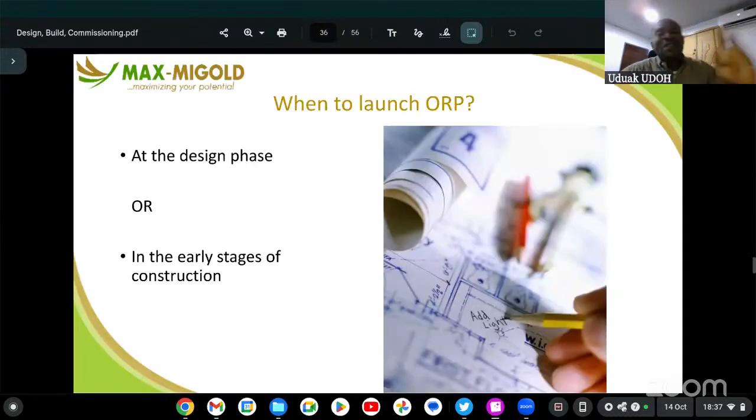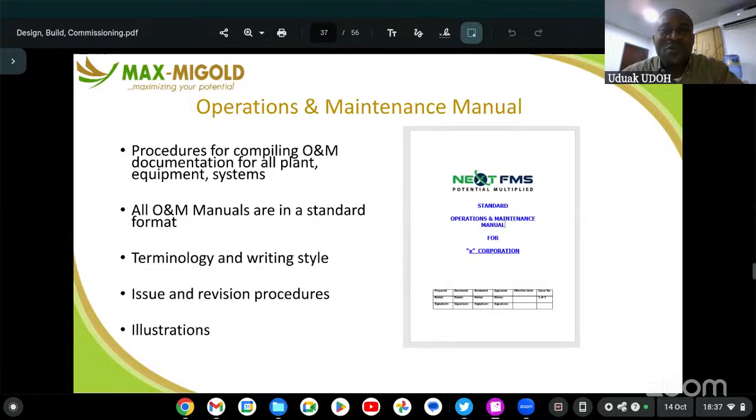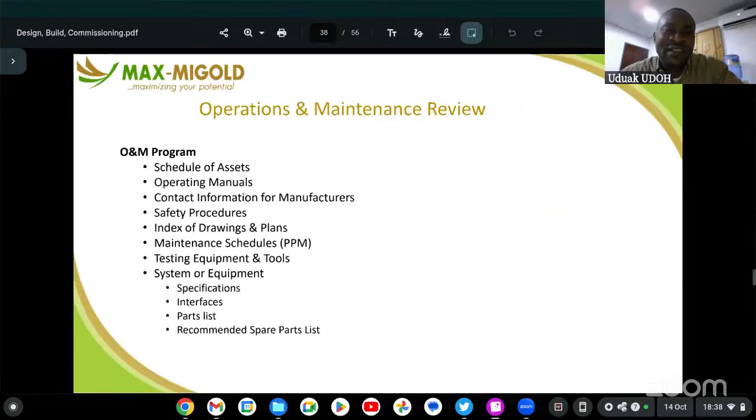So there's a question that says, when should we launch the operational readiness program? Should it be at the design phase or in the early stage of construction? We're coming back to this question during the question and answer section. But going forward, we'll be talking more about the operation and maintenance manual, what it entails, and we could see that it involves the schedule of assets, the operating manuals, the contract information from the manufacturer, and the safety procedures.